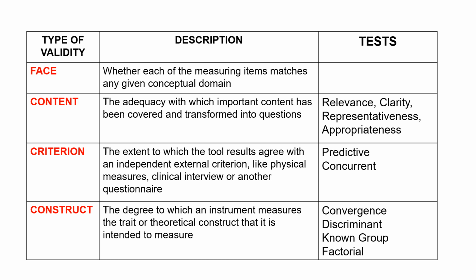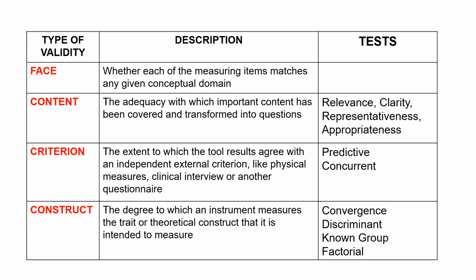Content validity measures the degree to which the items in an instrument are relevant to and representative of the targeted construct by a panel of experts on the subject. It also assesses clarity and appropriateness. Criterion is the extent of agreement with a standard measure like an interview, physical exam, or another questionnaire. It has two variants, concurrent and predictive.